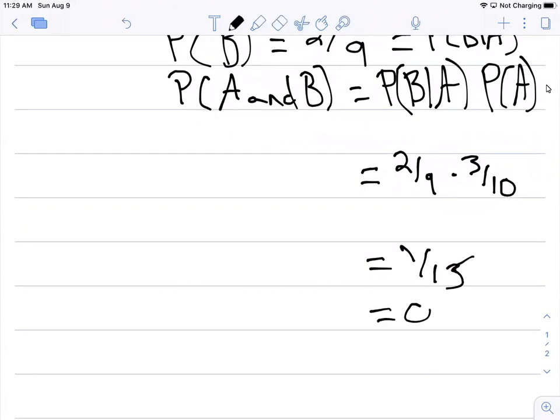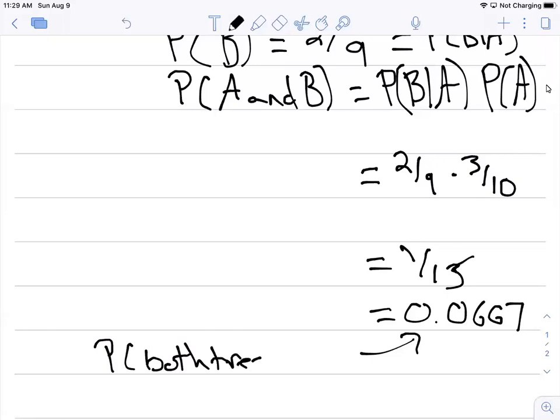Or 0.0667. And so this would equal the probability that both trees are bur oaks. So that's how we can use the conditional probability formula to calculate probabilities for the oak trees.